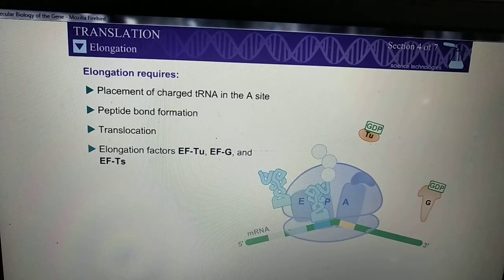In prokaryotes, this requires 2 translation elongation factors, EF-Tu and EF-G. A third elongation factor, EF-Ts, is needed to recycle EF-Tu. Elongation is very similar in eukaryotes, and only the prokaryotic process will be described here.